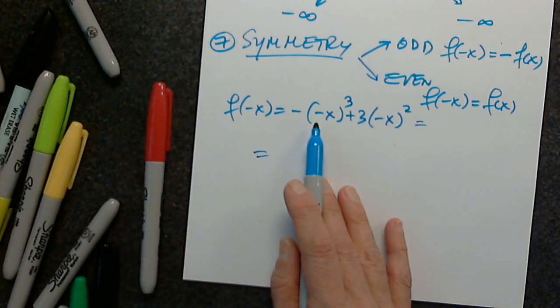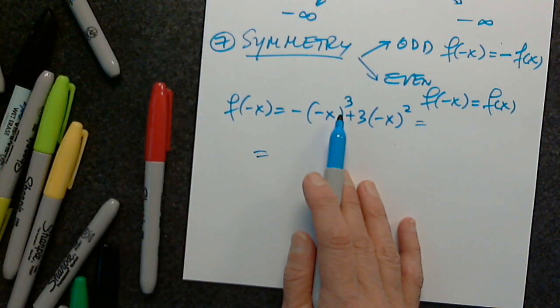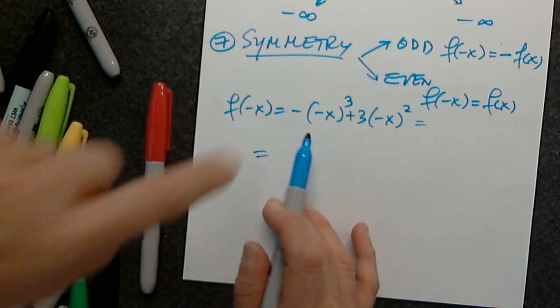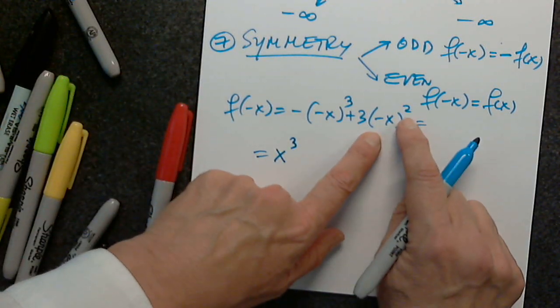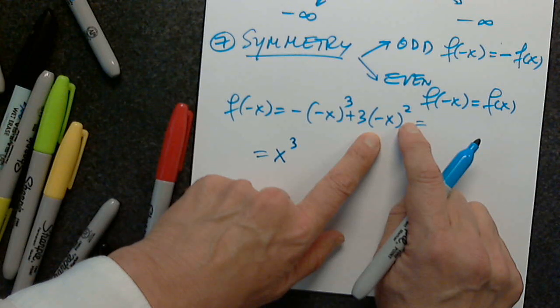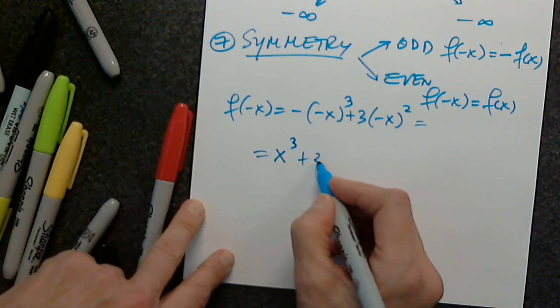Okay, so negative x to the third. Negative x times negative x times negative x. What does that equal to? x to the third times negative 1 in front. Awesome. How much is negative x squared? Times 3 is positive 3x squared.